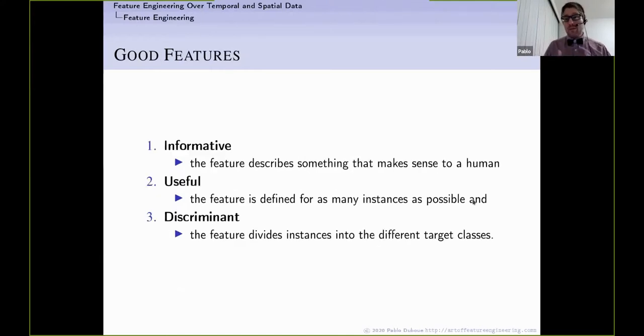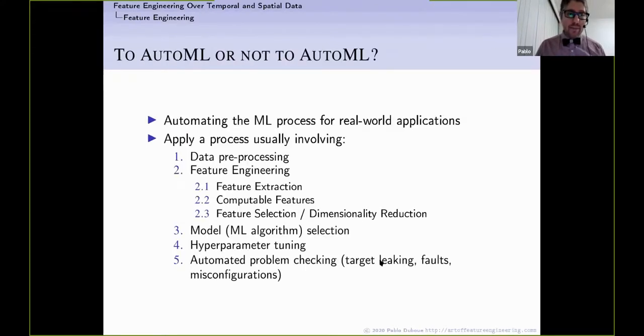So what makes for good features? What is it that we're looking for here? Good features are informative, so they describe something that makes sense to a human. That's quite important these days for explainable AI. They're useful, so the feature is defined for as many instances as possible, and discriminant, so it divides instances, correlated to the target class.